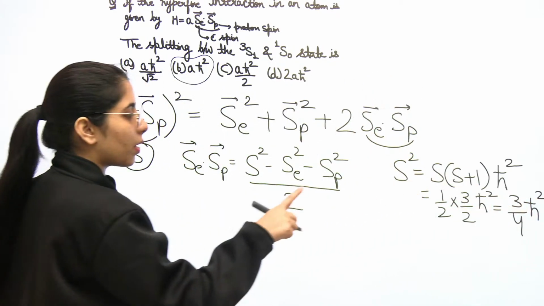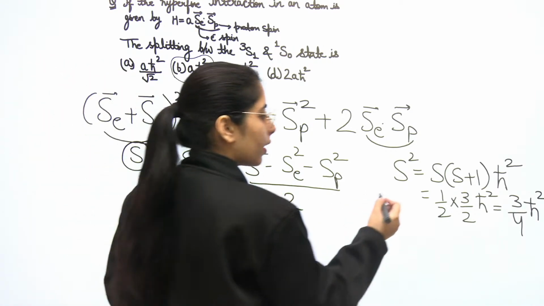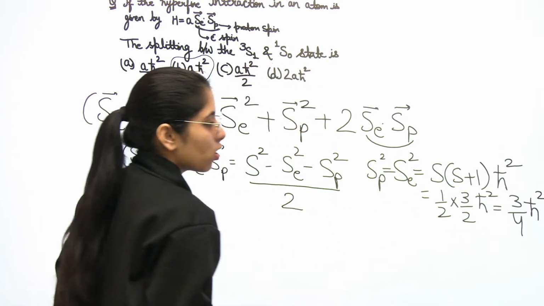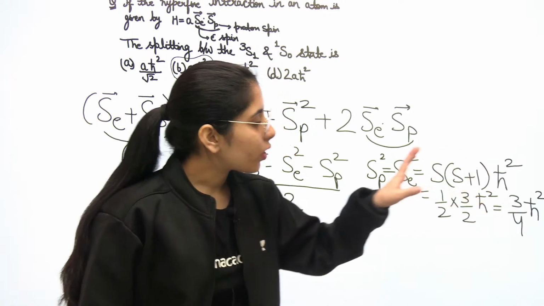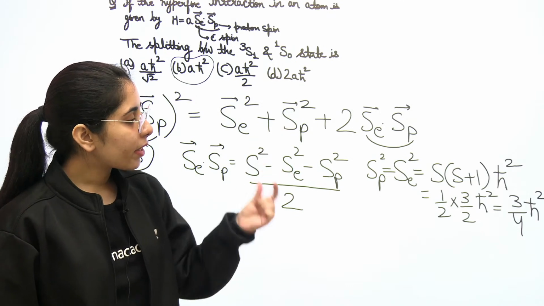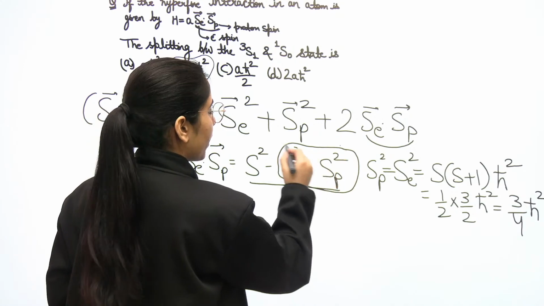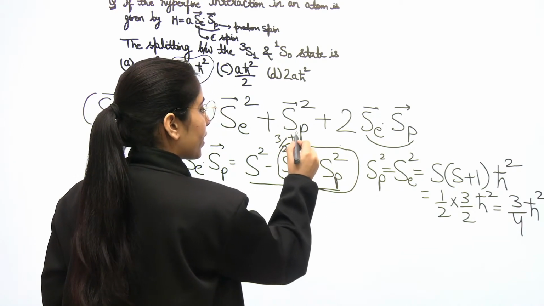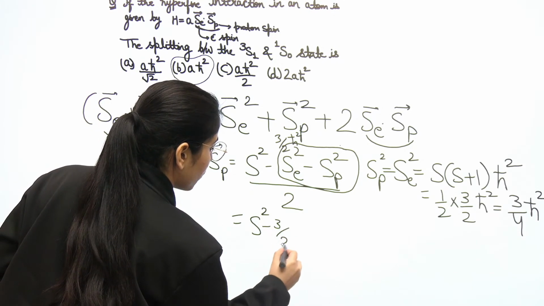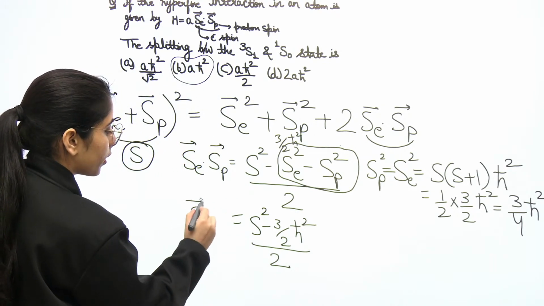It will be double, because both the electron and proton spins are the same, so you get Se square as well as Sp square, each 3 by 4 h cut square. Now minus Se square minus Sp square gives 3 by 2 h cut square. So you got S square minus 3 by 2 h cut square, upon 2. That is Se dot Sp.